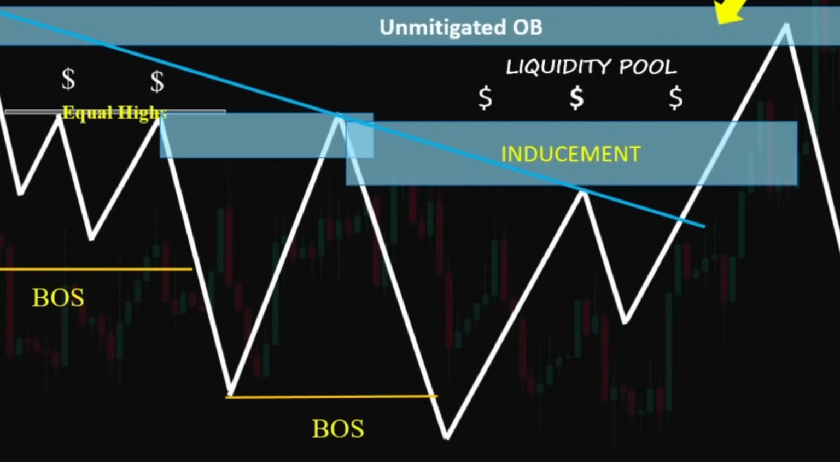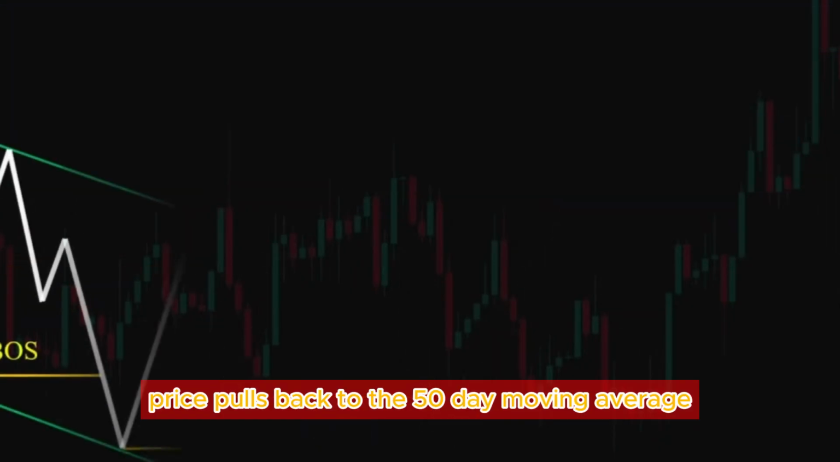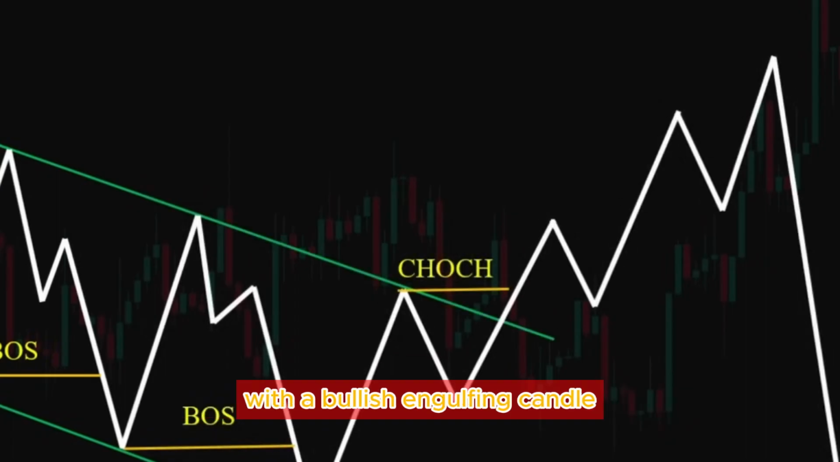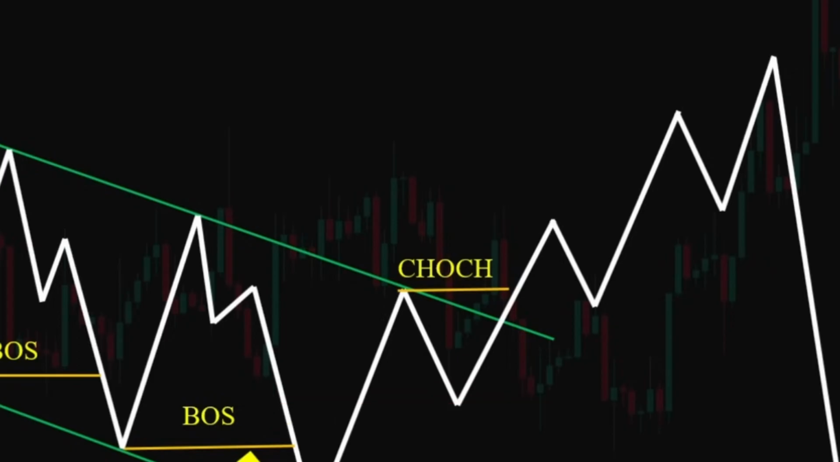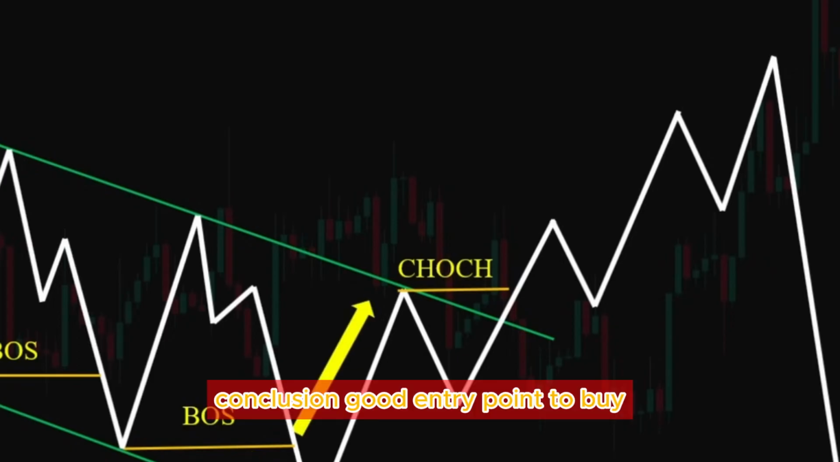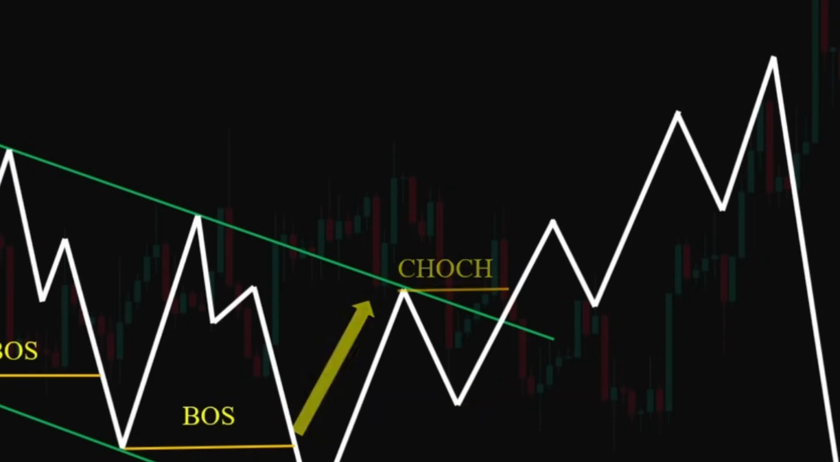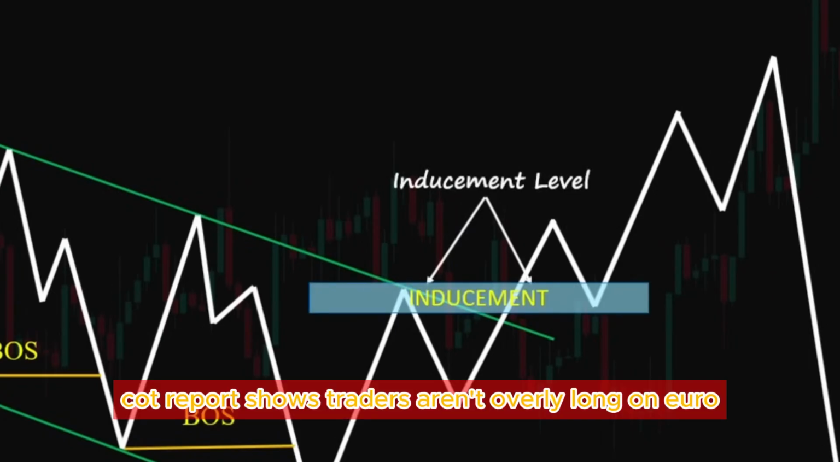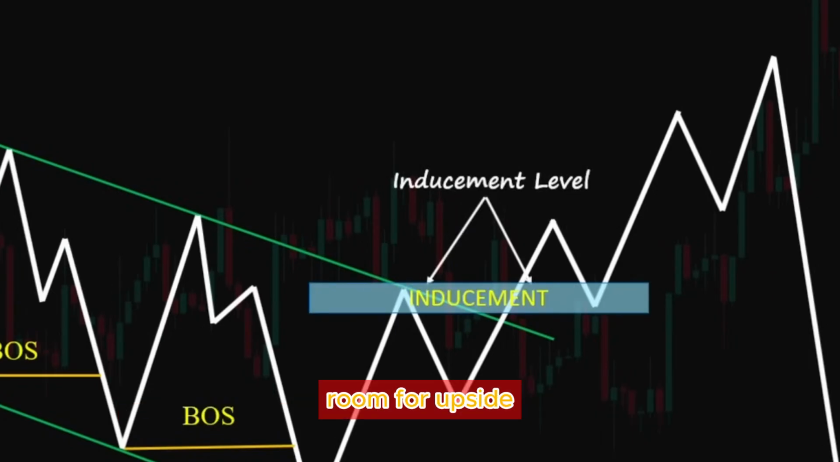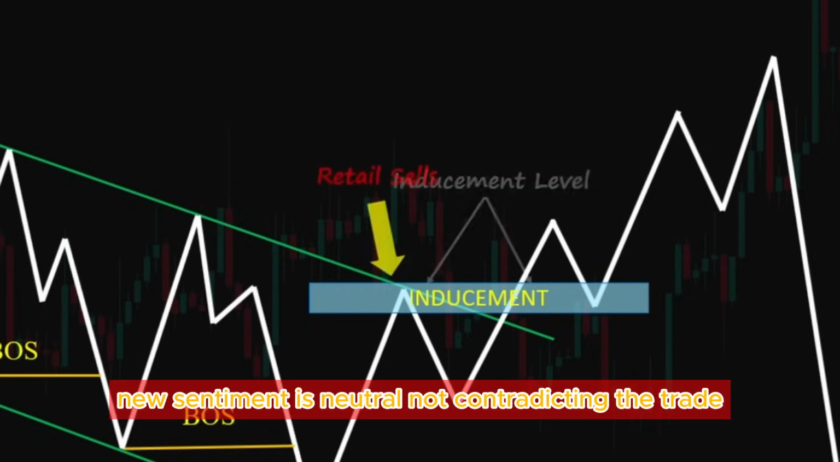Technicals: the daily chart shows an uptrend. Price pulls back to the 50-day moving average with a bullish engulfing candle. RSI dips to 35, near oversold. Conclusion: a good entry point to buy. Sentiment: the COT report shows traders aren't overly long on euro, so there's room for upside. News sentiment is neutral, not contradicting the trade.